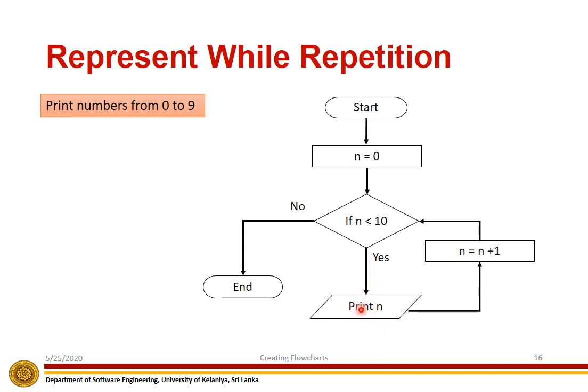When it prints 9, then n equals n plus 1, which means n equals 9 plus 1, 10. Then 10 is not less than 10, so it is no, and we end the process. Okay, I think you have got an idea of how to draw a flowchart for every scenario, selection and repetition.